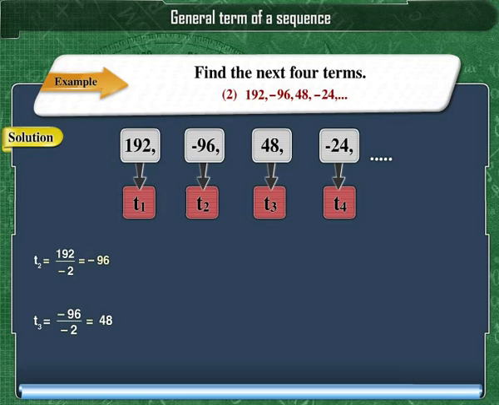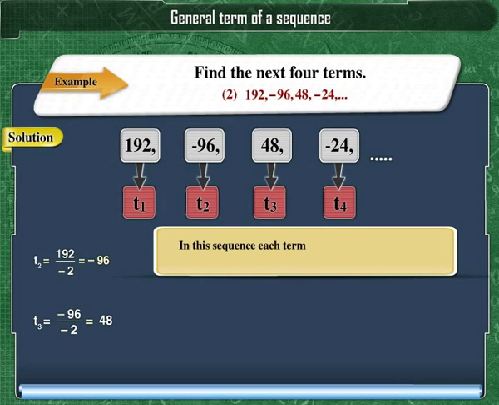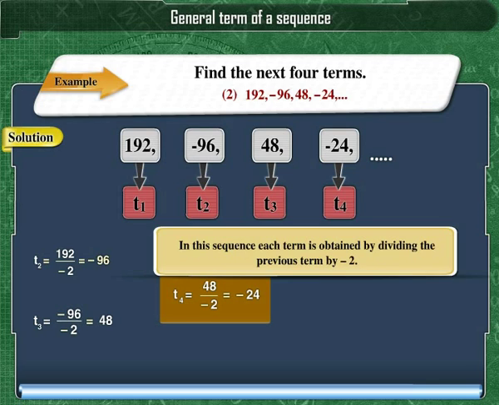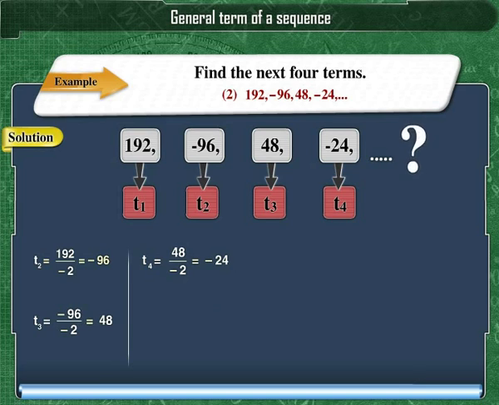What is the pattern followed in this sequence? In this sequence, each term is obtained by dividing the previous term by minus 2. What will be the next term after minus 24? The next term after minus 24 is minus 24 divided by minus 2, that is 12.